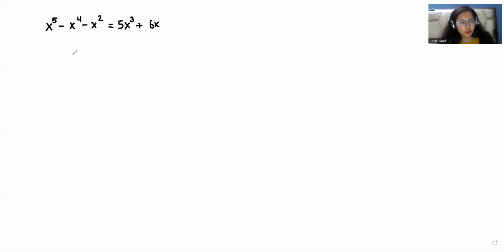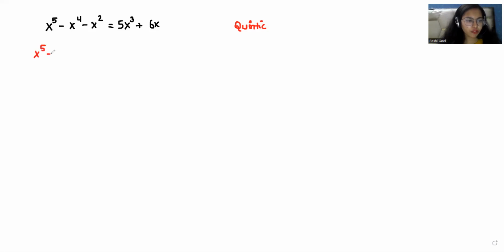So let's start the solution. As we can see in this polynomial, the highest degree is 5. So if the polynomial has highest degree 5, we can call it a Quintic polynomial equation. Now, our first step is to take all the terms to one side according to decreasing order.